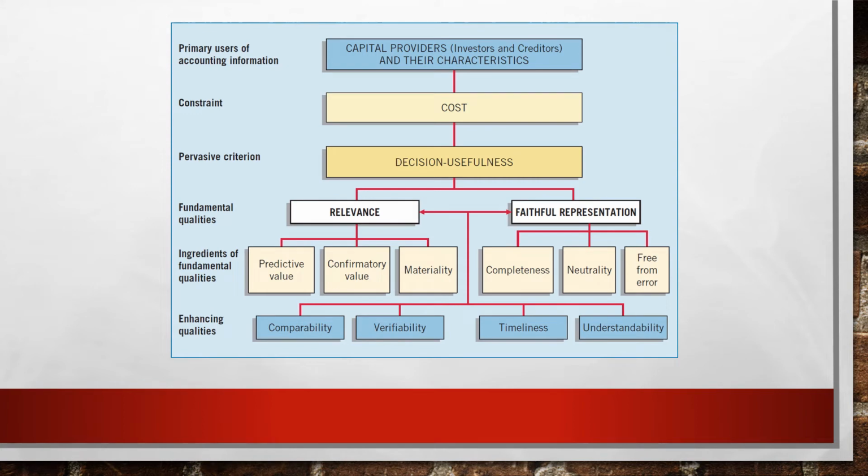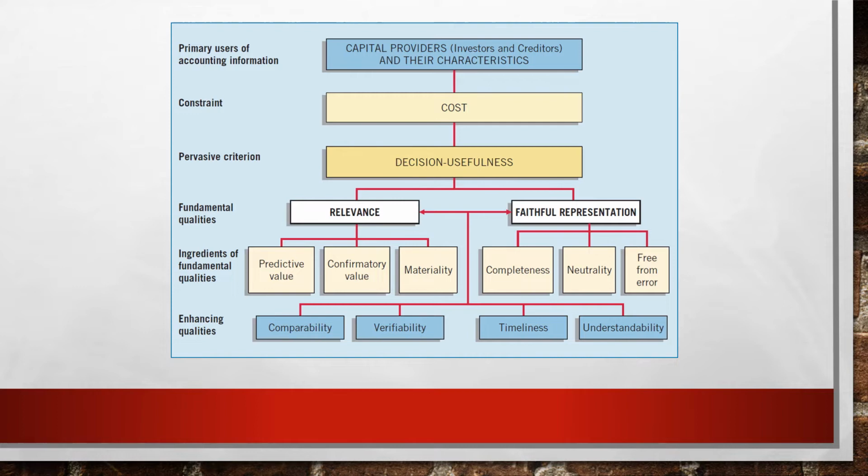As we can see here, the primary users of accounting information are the capital providers, the investors, and the creditors, of course, and their characteristics. The only constraint that we have is cost. What is the cost of providing this accounting information? We cannot just give all the information to them, because that would be very costly. Imagine if you are asked to discuss something very broad and you want to give every piece of information, that would cost printing, how many sheets of reports, the effort, the time to present that information.